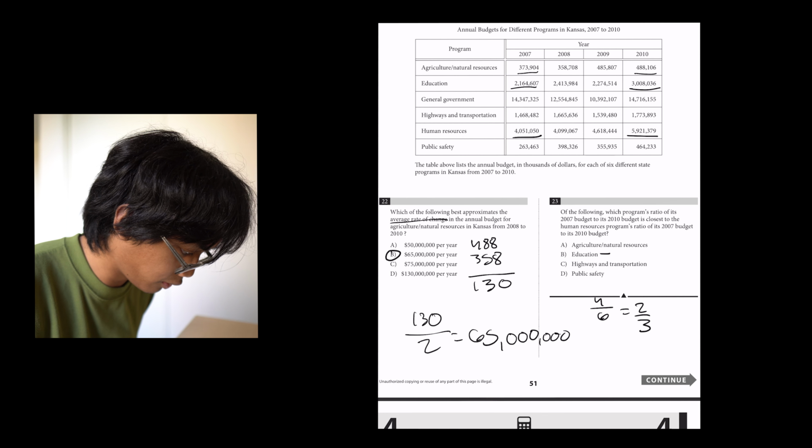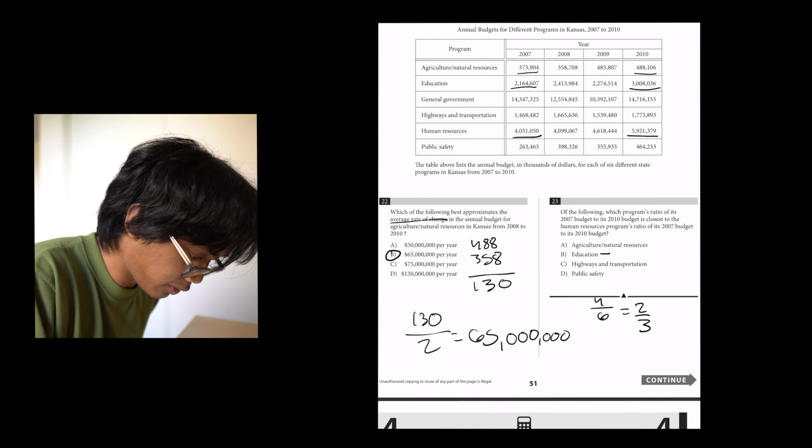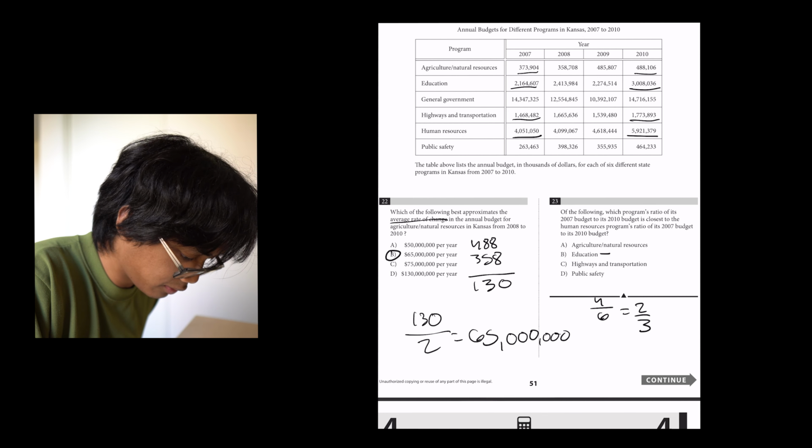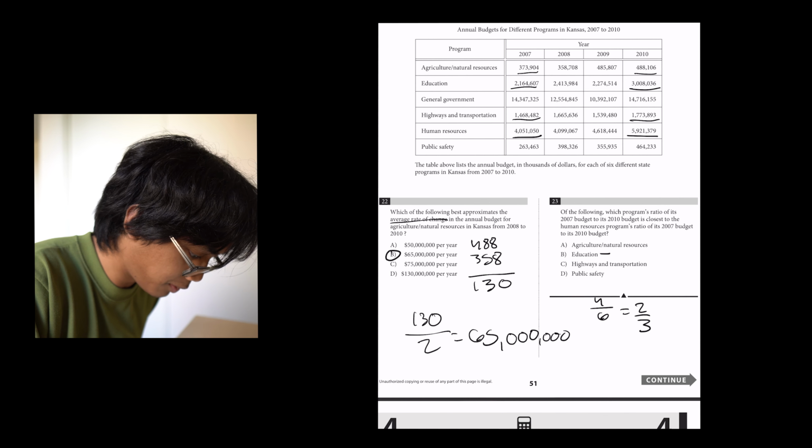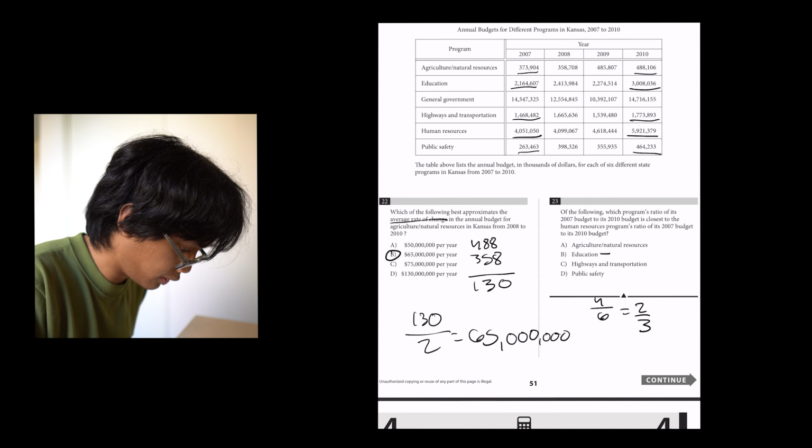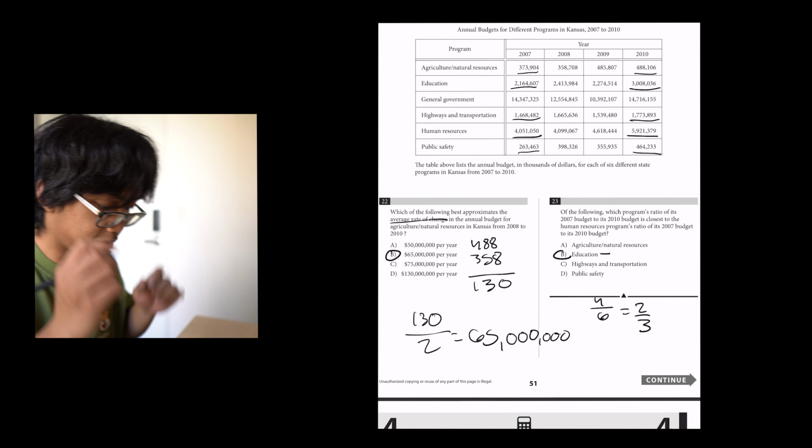Let's see if there's something that's closer. Highways and transportation is like 1.5 to 1.8, which is not that close. And then public safety is 2.6 to 4.6, which also is not that close. B is going to be the closest one.